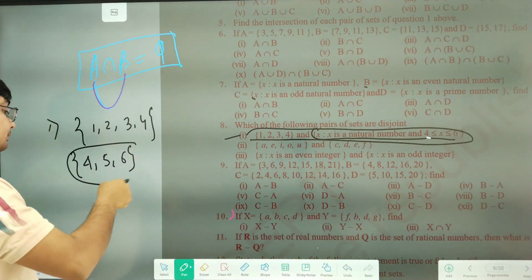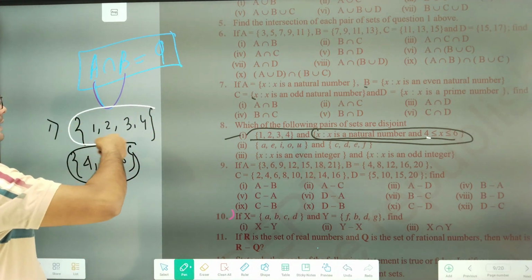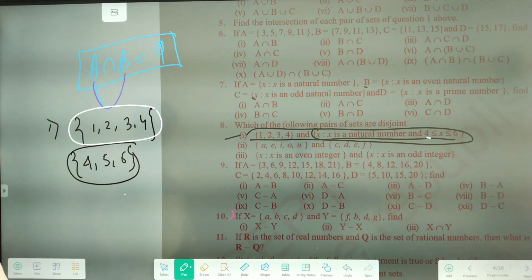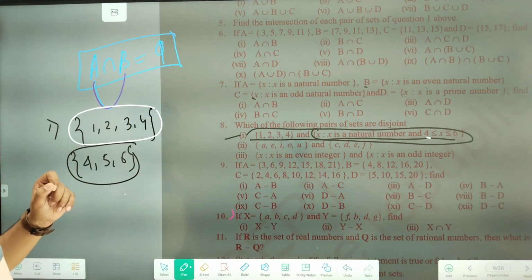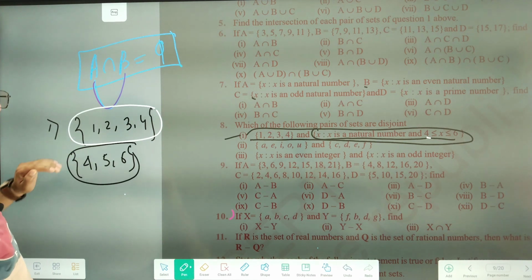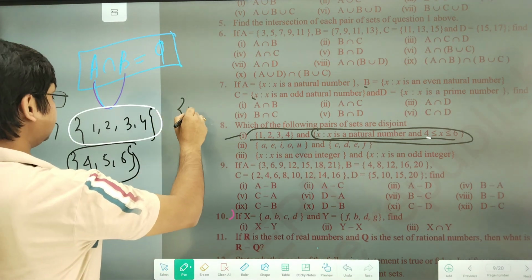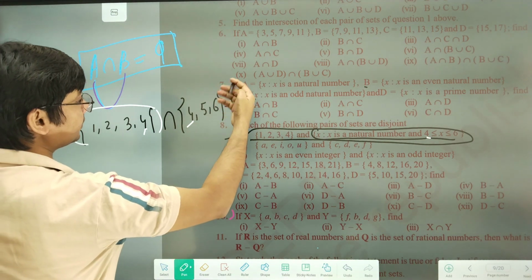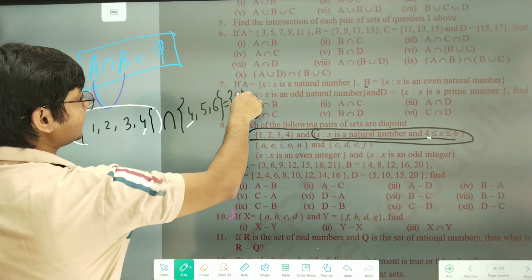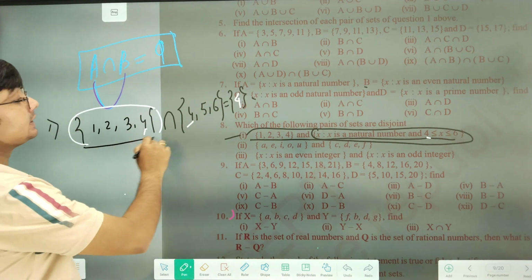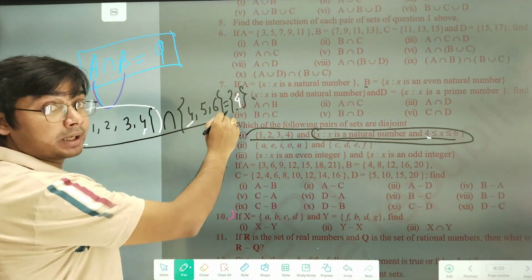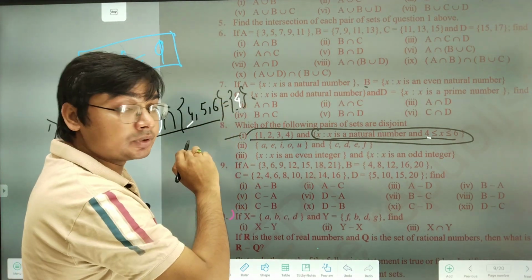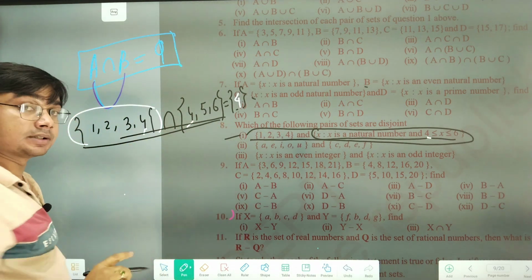Now you see, here these two are disjoint or not? No, because there is a common element. Yes, so which is the common element here? If we take the intersection, then this intersection will contain 4. Since the intersection of these two is 4, which is not an empty set, that means these two sets are not disjoint.